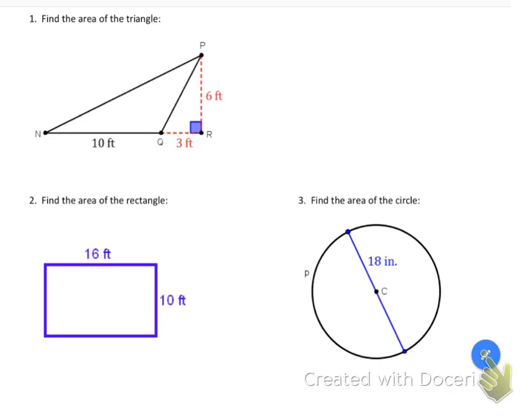6. And the base is 10. Because we're not talking about the red attachment there. We are just talking about the triangle that is in black. And so, area formula. One half base times height.